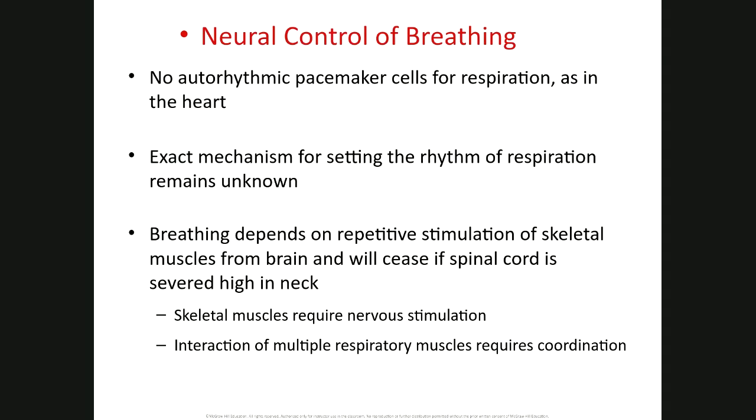Now let's go to the nervous system role. We call it the neural control of breathing. There has to be, and there is, a pattern of breathing that takes care of our ventilation. Now, it will then depend on the skeletal muscles that help to expand or initiate breathing. There is no autorhythmic pacemaker in breathing, just like the heart has.